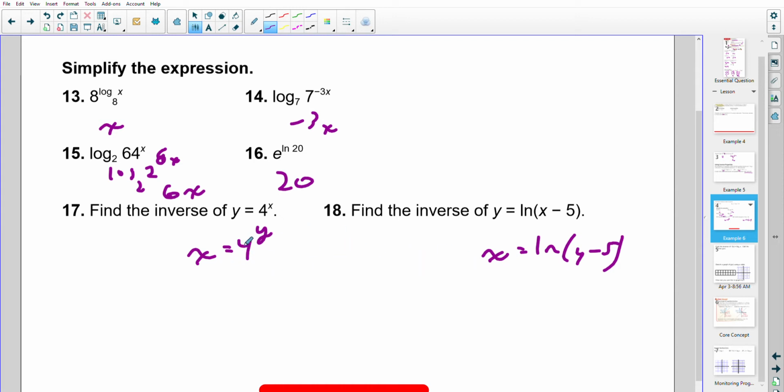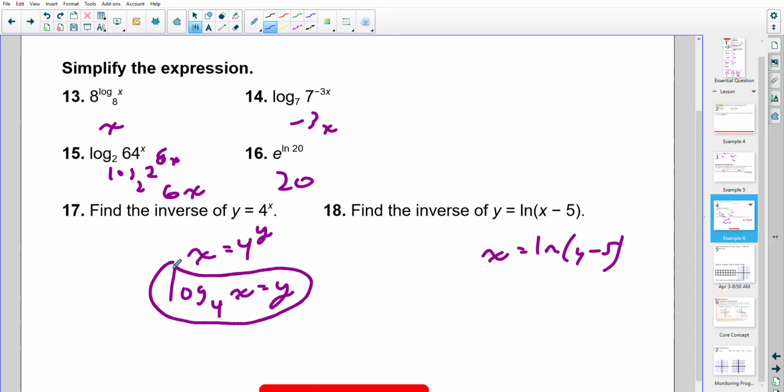But in this one, what you want to do is now switch the form, so you can say it's the log base 4 of x is equal to y. This right here is the inverse. So you could say, yeah, you don't have to go any further than that. That right there is the inverse function.